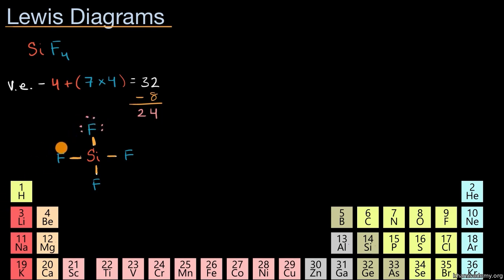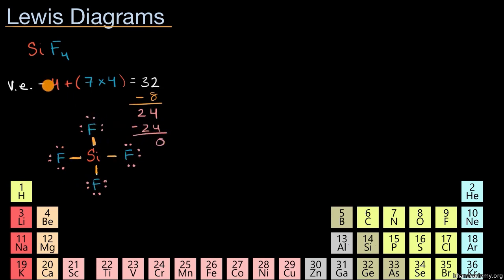Let's do that again for this fluorine. 2, 4, 6. Do it again for this fluorine. 2, 4, 6. And then last but not least for this fluorine, 2, 4, and 6. Now how many more electrons are now accounted for? Well, 6 in this fluorine, 6 in this fluorine, 6 in this fluorine, 6 in this fluorine. So 6 times 4. We've now accounted for 24 more electrons.